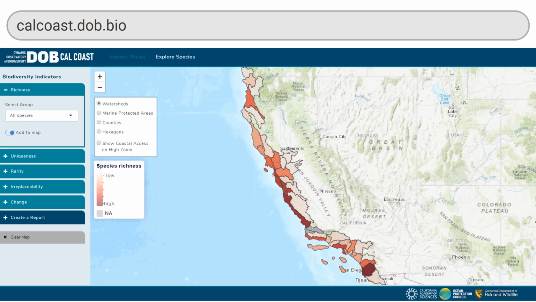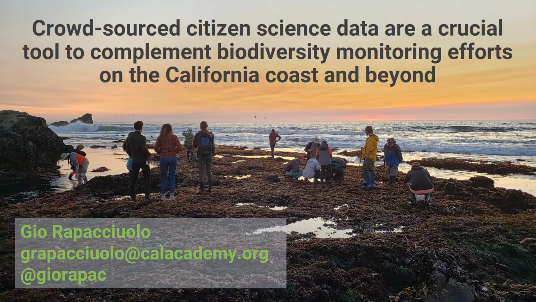By navigating to calcoast.dob.bio, you can find out more about this project and the approaches we used, as well as interact with the outputs we generated. I will leave you with my take-home.